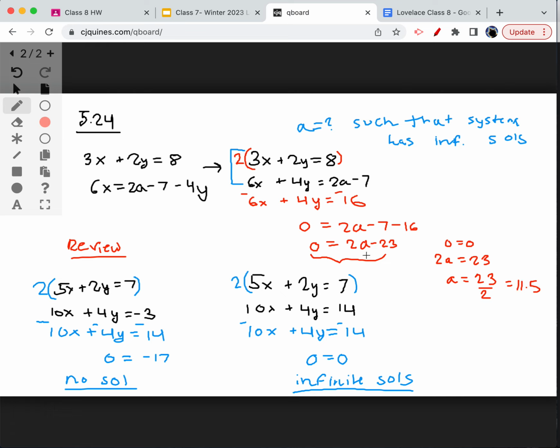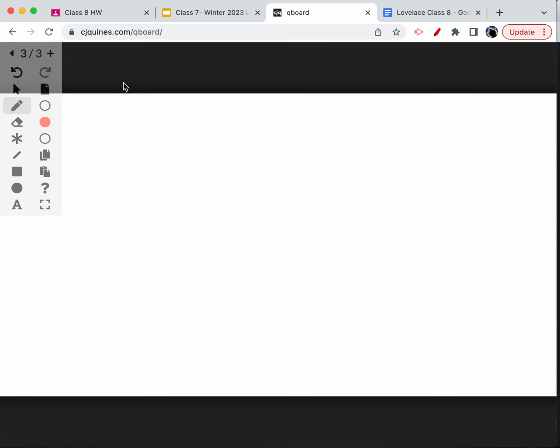So basically, the thing here was to notice that the problem said the system has infinite solutions. So once we arrive at the statement 0 is equal to 2a minus 23, we know that this 2a minus 23 side also has to be 0. So then we just solve for a, and we get a is equal to 23 over 2, which is 11.5. So does anyone have any questions on what we did here? Okay, so if not, we'll move on.